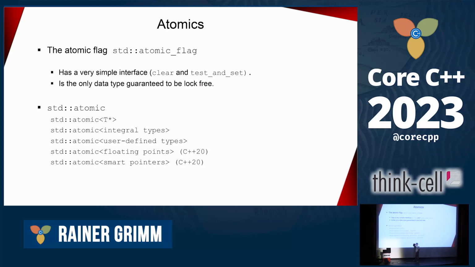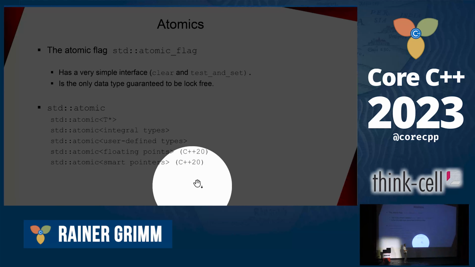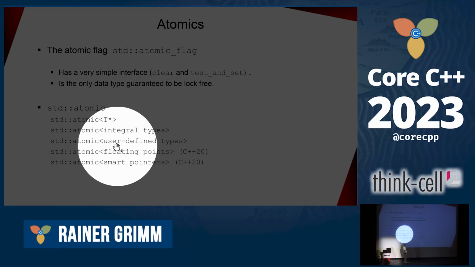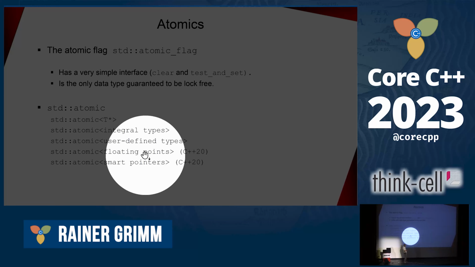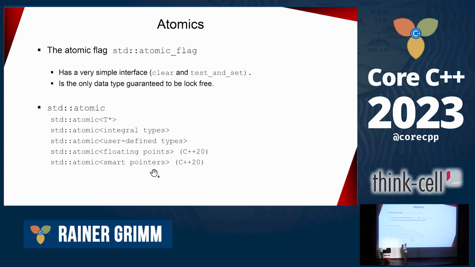Okay, so far not so interesting, but I will come to the interesting stuff. What you see here is, since 20, we have atomic floating points and atomic smart pointers. I will come to them later.